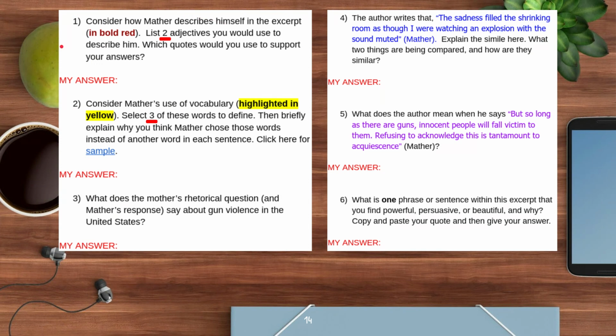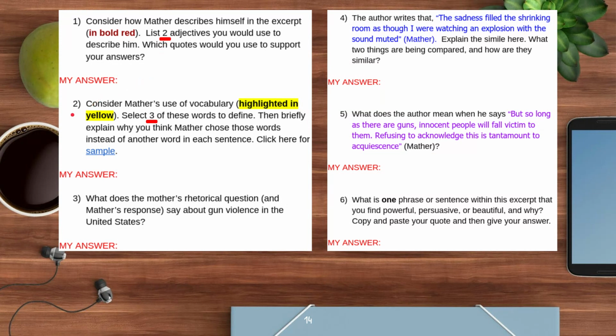Okay, let's try this again. Number 1, consider how Mather, the author, describes himself in the excerpt in bold red. List 2 adjectives you would use to describe him, and then which quotes would you use to support your answers? Please make sure you're using 2 adjectives and 2 quotes.